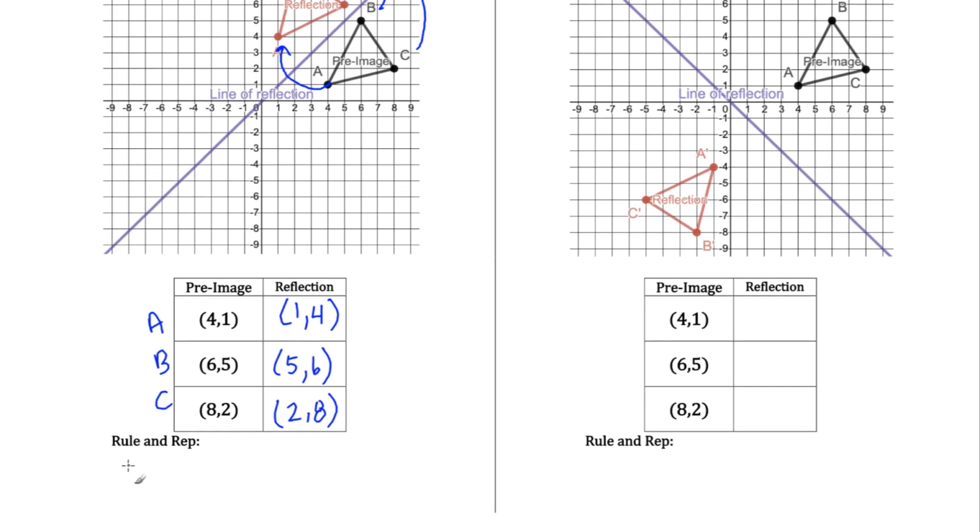So we have x comma y. If you notice, the x went to where the y was, and the y went to where the x was. So we show this, that they switched places, by putting the y first and then the x, if that makes sense. And then we reflected, so lowercase r over the line y equals x.